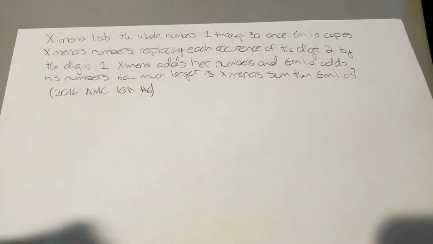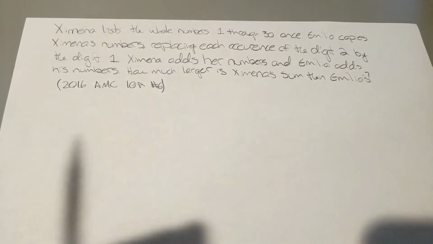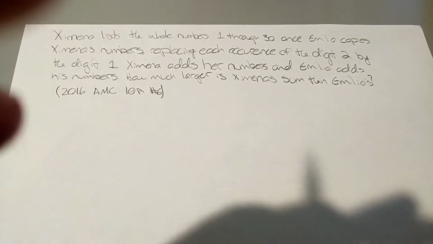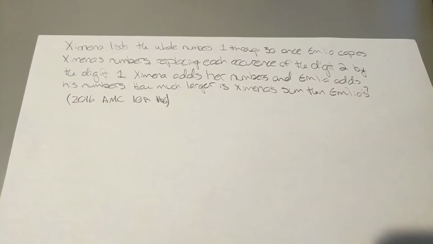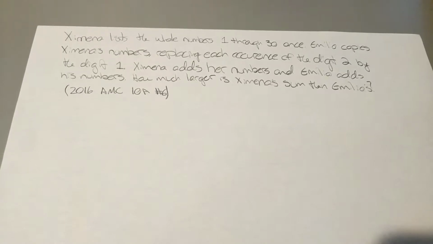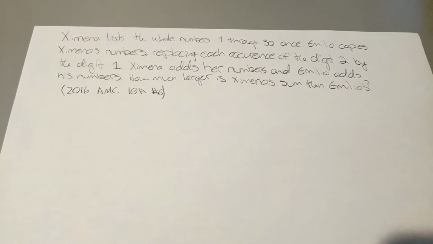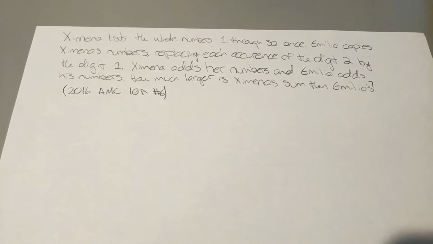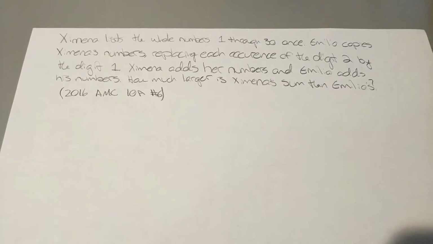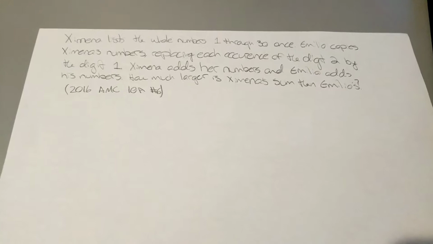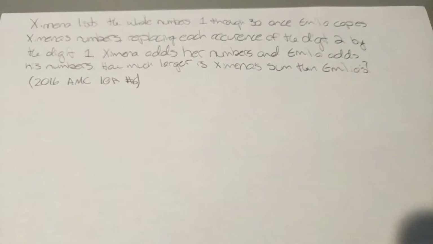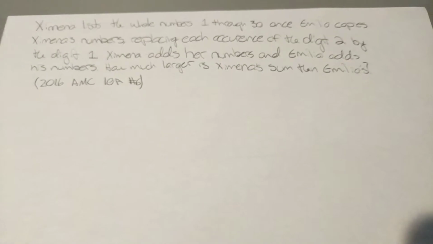Hello, this is the 2016 AMC 10A Problem 6. Jimena lists whole numbers 1 through 30 once. Emilio copies Jimena's numbers, replacing each occurrence of the digit 2 by the digit 1. I think it's a Spanish name. Jimena adds her numbers and Emilio adds his numbers. How much larger is Jimena's sum than Emilio's?